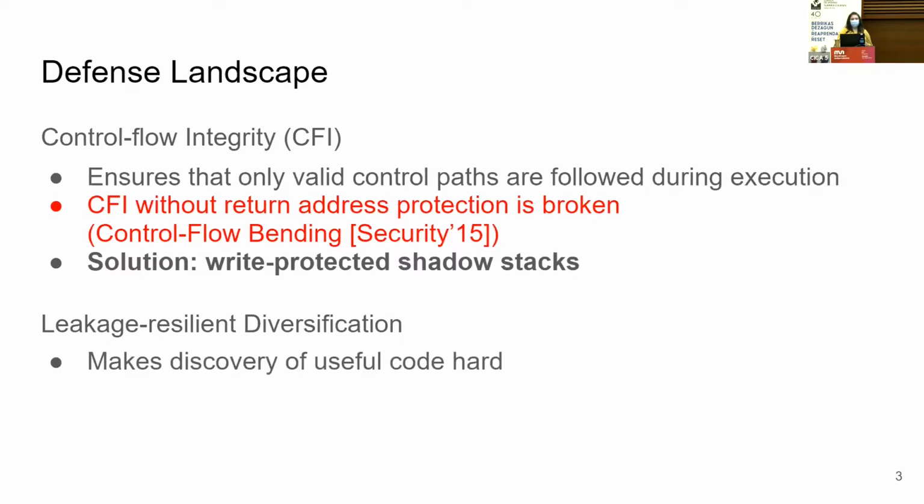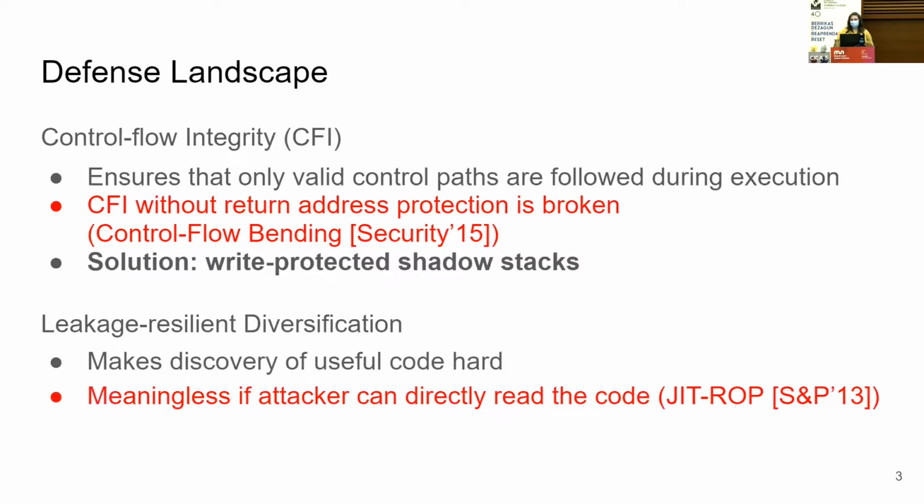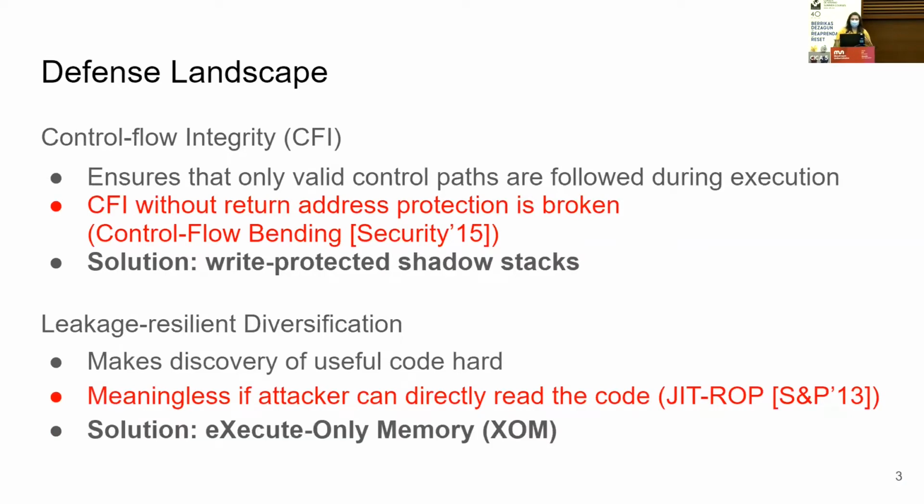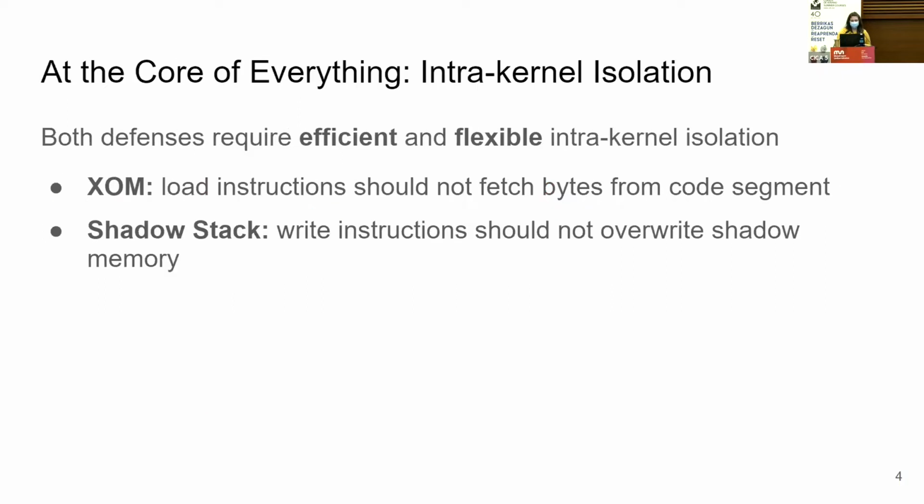On the other hand, leakage-resilient diversification schemes break any prior knowledge of the code layout in memory, making it harder for an attacker to discover useful code sequences during execution. Of course, it would be meaningless if the attacker could simply read the code segment. So solutions need to put the code into execute-only memory. That is memory that can be executed, but neither read nor written.